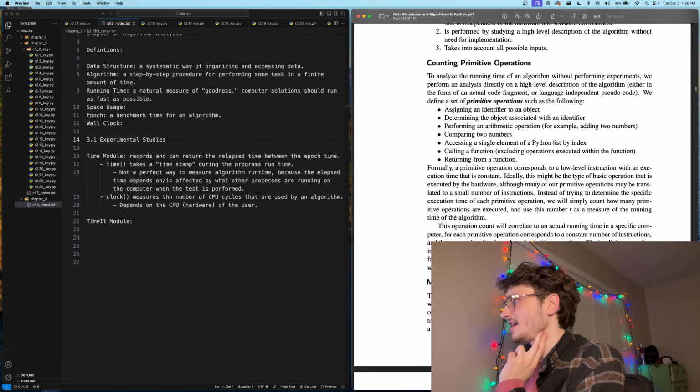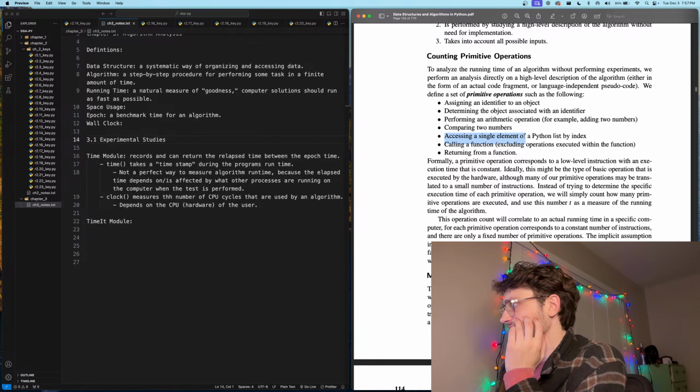Okay, so assigning an identifier to an object, like a variable to an object, determining an object associated with the identifier, performing an arithmetic operation, for example, adding two numbers, comparing two numbers, accessing a single element of a Python list by index, calling a function, returning from a function. Okay. These are all primitive operations.